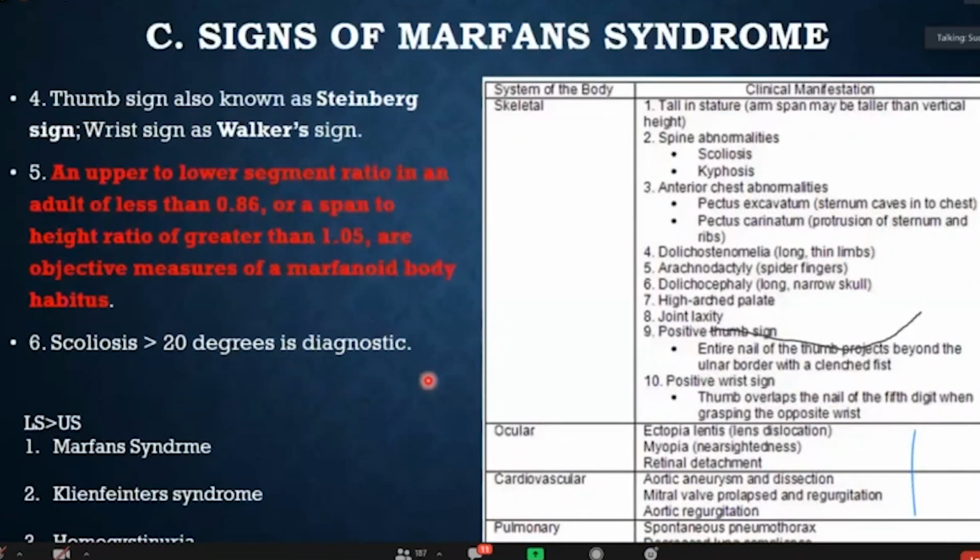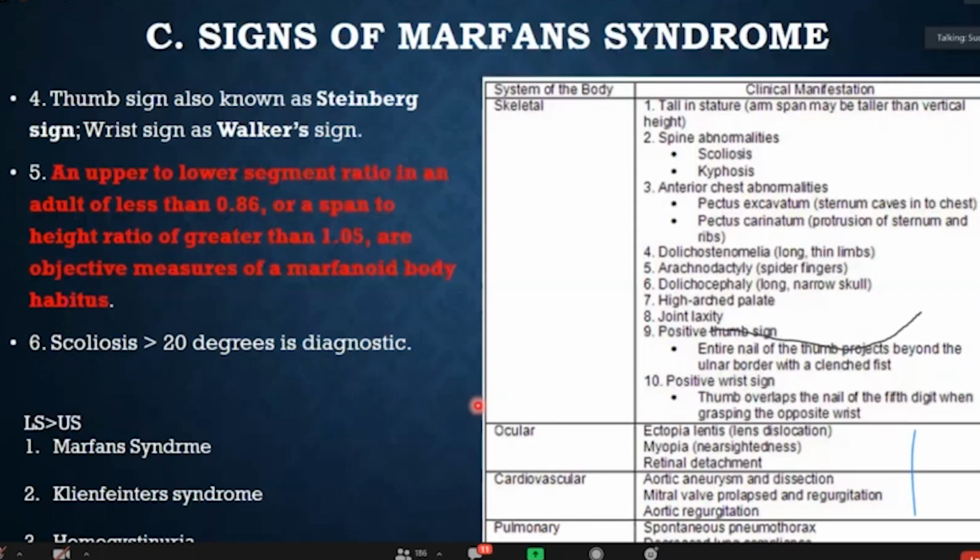Now, two important things. In all patients, in a general examination, we have to measure upper segment, lower segment, and arm span and total body height. Why is it important? Normally the arm span is never more than the total height. If the ratio of the arm span to the height is more than 1.05, it is suggestive of Marfanoid body habitus. Remember this, arm span divided by total body height. If the ratio is more than 1.05, it is suggestive of Marfanoid.